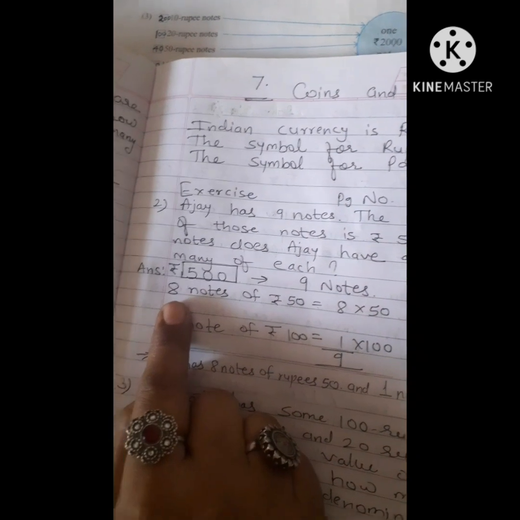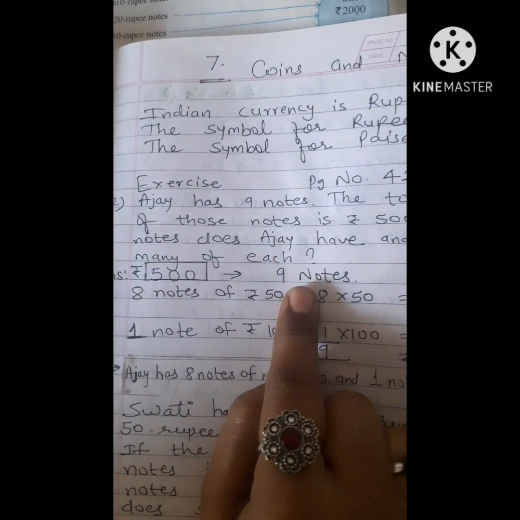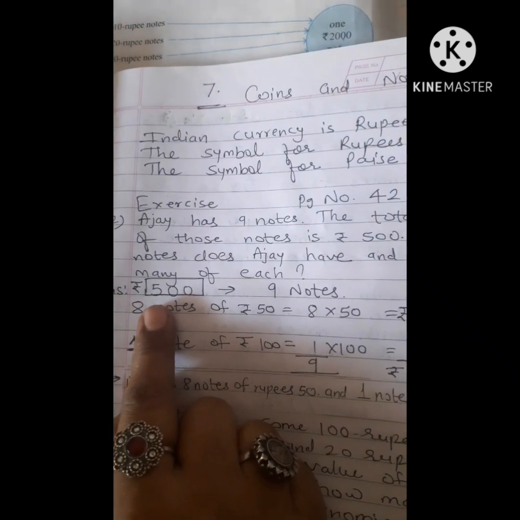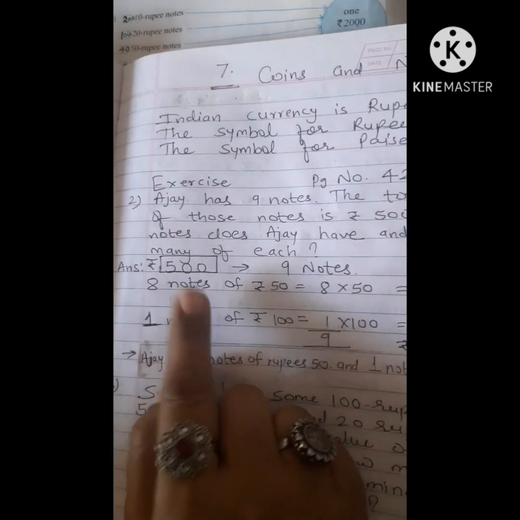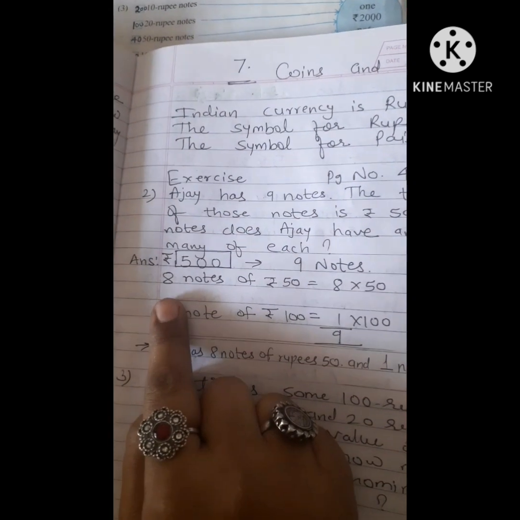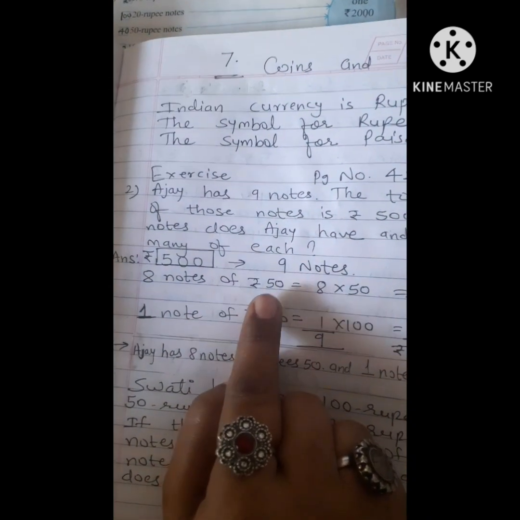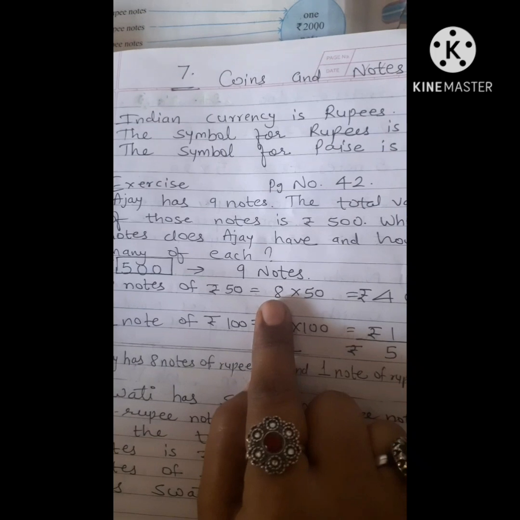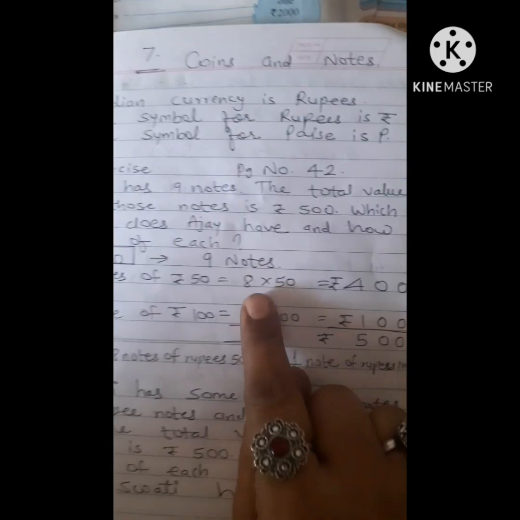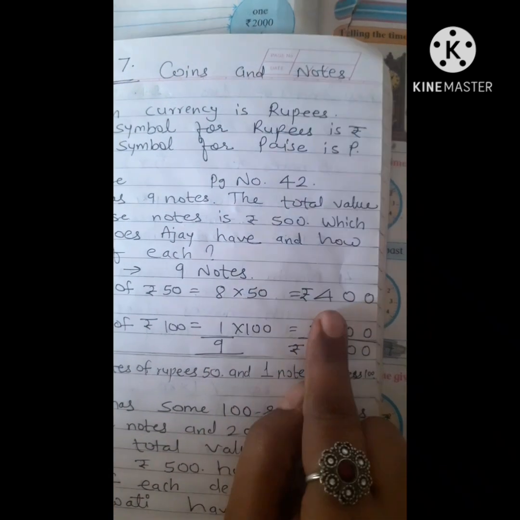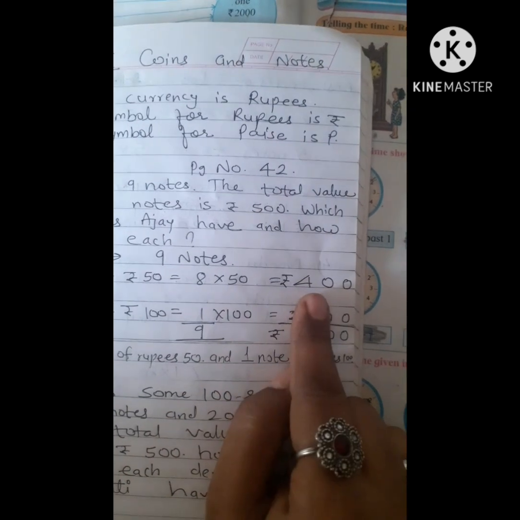So what is given in this question? Amount, that is rupees 500, and notes are total 9 notes. This is given, and we have to find out which notes he is having and how many. So let's start. I have taken here 8 notes of rupees 50. So 8 multiplied by 50, 50 into 8, you will get the amount 400. So rupees 400 you will get.